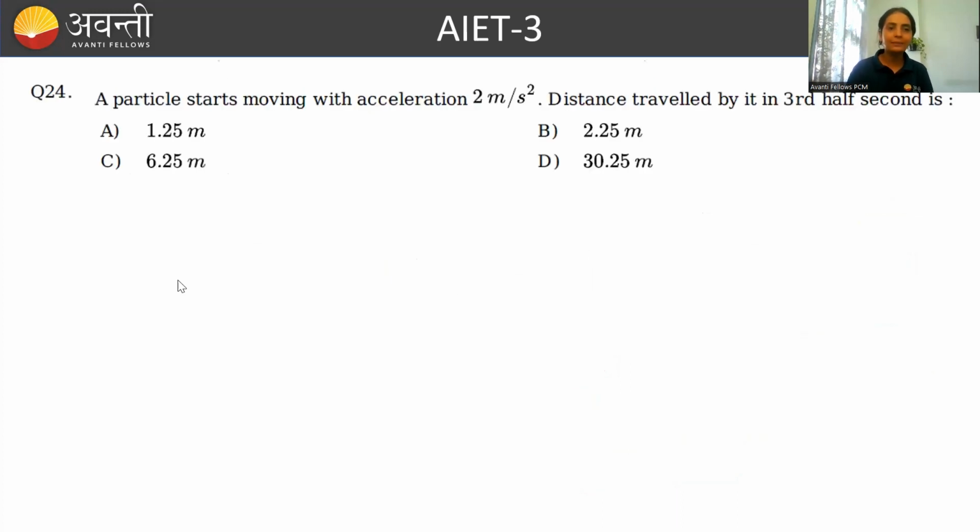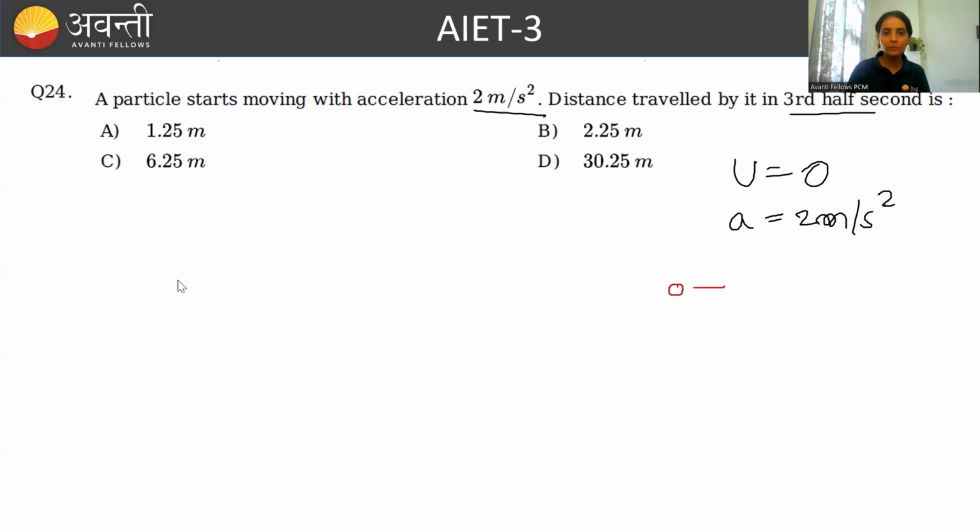Now, what is this? A particle starts moving with acceleration of 2 meter per second square. It starts moving, it means its initial velocity is 0. Its acceleration is 2 meter per second square. Distance traveled by it in third half second. Just pay attention to the statement, to the line. This is third half second.